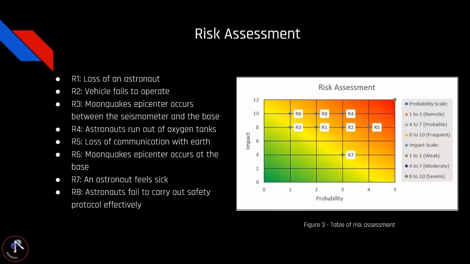Also, we have gone through a risk assessment addressing potential risks and threats. For example, a vehicle may malfunction and fail to operate, or an astronaut may be feeling sick, or there may be loss of communication, etc. As you can see on the chart on the right, there is a probability scale and an impact scale of 1 to 10, 1 being very remote and weak, and 10 being very frequent and severe. You can just go through that for 5 seconds.